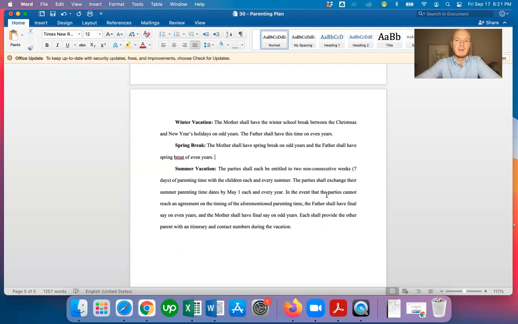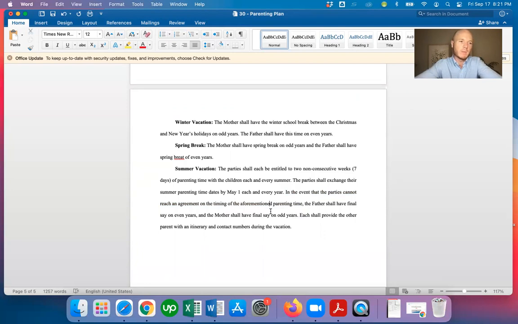And then if the dates that they're requesting overlap with one another, you'll usually want to give one parent final decision making on the summer vacation. We usually alternate that back and forth. So we've got: in the event that the parties cannot reach an agreement on the timing of the aforementioned parenting time, the father shall have final say on even years, and the mother shall have final say on odd years. So that's kind of how you deal with any conflicts.